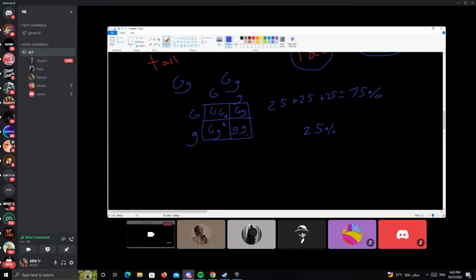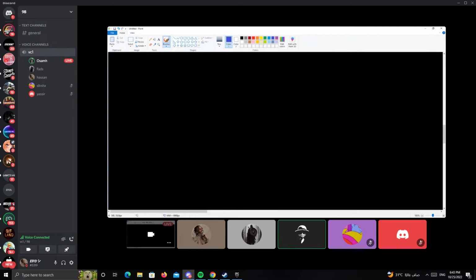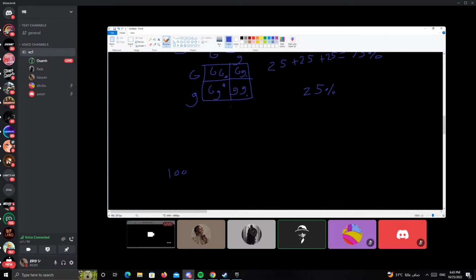I just got a question. How do you measure the probability? The answer was the Punnett square. To find the percent, you take 100 and then divide it by the number of boxes you have. So here's 4, so each box is going to be 25% chance. Does that make sense? Yep. And then the other one's 16, so 100 divided by 16.